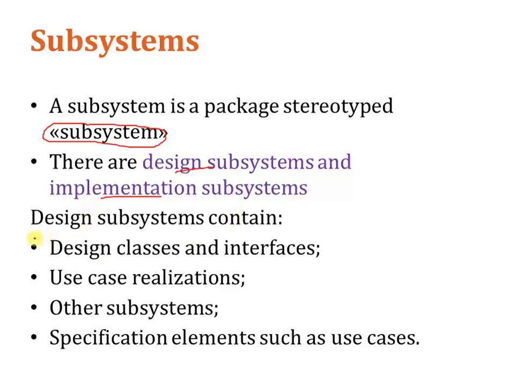So which parameters can be grouped together is listed over here. We can group design classes and interfaces, use case realizations, which we have already discussed, such as sequence diagram, collaboration diagram, etc. That is the interaction perspective. And some other subsystems can also be there within a subsystem. And finally, specification elements, that is requirement specification elements, which are nothing but use cases. So these contents can be grouped together to form one complete subsystem.